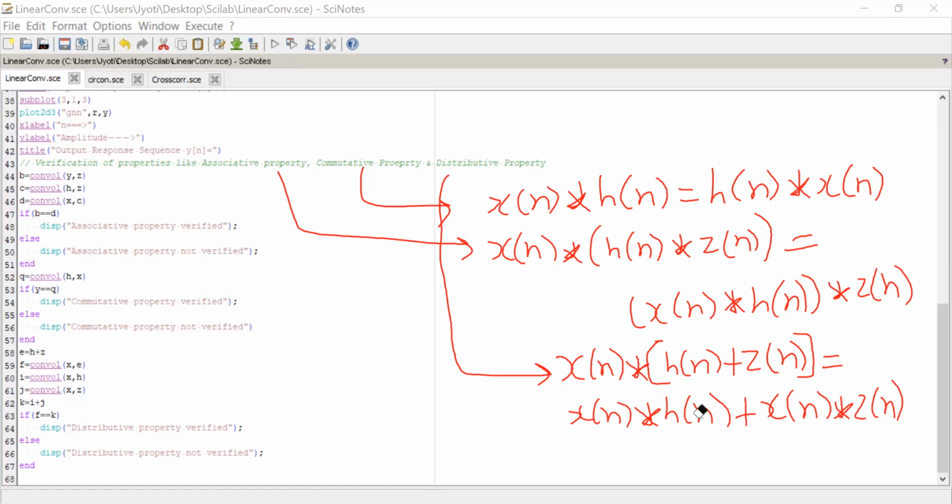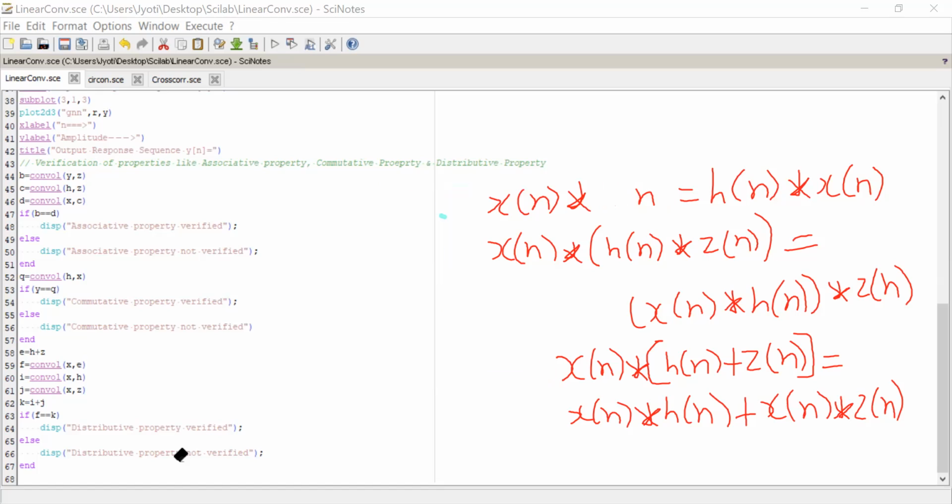Next we have to calculate the convolution of x of n with h of n. Here I is equal to convolution of x with h. Next this part, x with z. Convolution of x with z is g. We need to add these two. That is k is equal to I plus j I have taken. Okay, you will get this RHS part. K is nothing but RHS part. Then your F is nothing but LHS part. If F is equal to K, then the distributive property is verified. If F is not equal to K, it will display as distributive property is not verified.